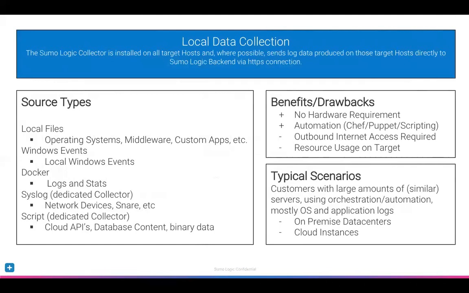Some of the typical scenarios of customers that we see using local data collection is any customer that has a large amount of very similar servers, mainly because they're using some sort of automation, right? They're using Chef or Puppet and they're spinning up servers. So they would use local data collection. Anybody who's using orchestration automation, as I said, would be using that. And anybody who's collecting OS and application logs is probably going to be using some local data collection strategy. We see this a lot for anybody who has some sort of on-premise data center, with also some cloud instances as well.